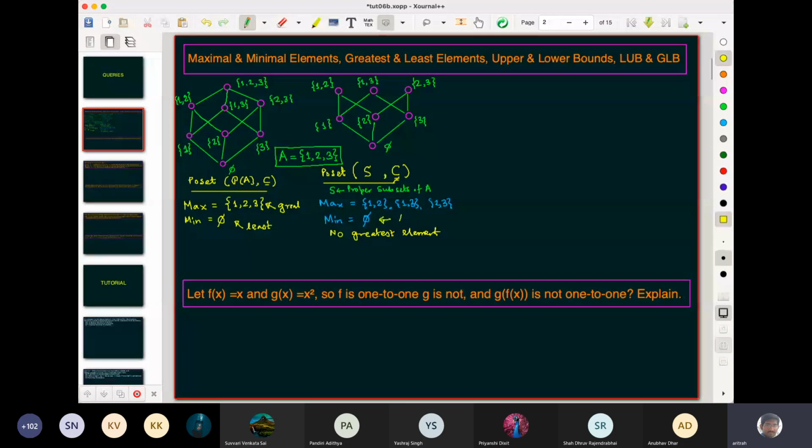However, this is the least element here also, because you can see that every element is covered by this and nobody is there whom this element covers. Therefore, this is the least element. Clear? Greatest and least elements. So if we find multiple maximal elements, then we can say that there will be no greatest element.